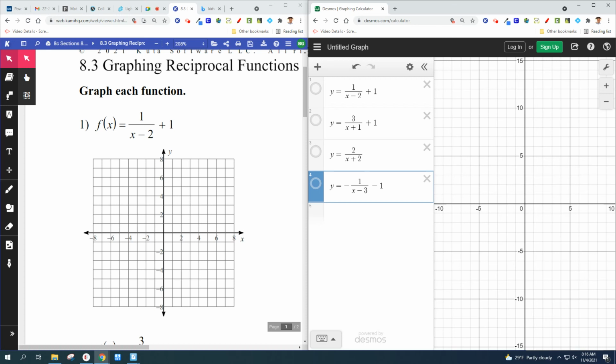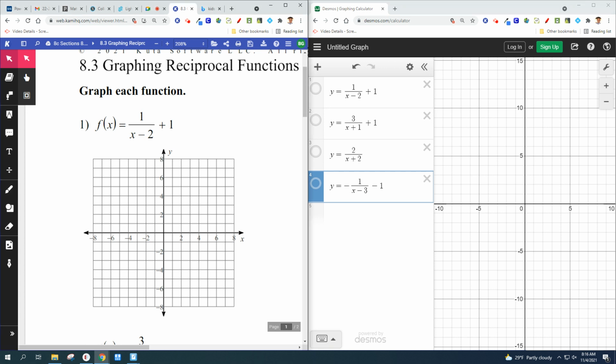8.3, we're graphing reciprocal functions. Reciprocal functions basically means 1 over. And so in that problem number 1, when you see 1 over x, that's what we're talking about. In this case, it's 1 over x minus 2, and they're all going to kind of look the same. All right, so we want to graph 1 over x minus 2 plus 1.